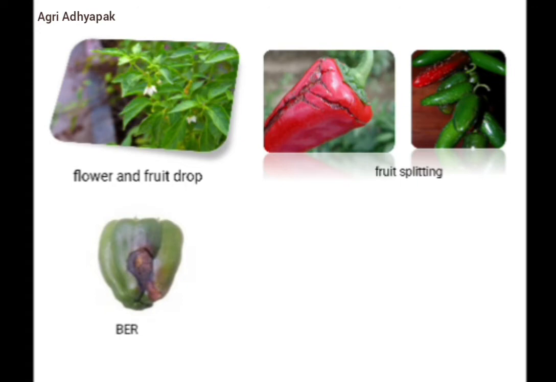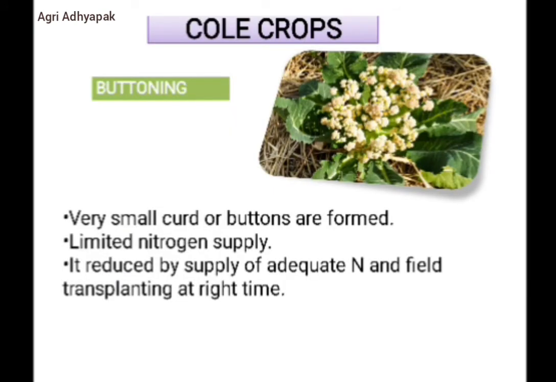And fruit splitting is majorly due to boron deficiency, and heavy rains also cause it, as does irregular irrigation, which means a long drought condition followed by a sudden heavy water supply causes the fruit splitting. And in capsicum also I have provided the blossom end rot, which is caused by calcium deficiency. And that's about the Solanaceous family. And now let's move on to the cole crops.